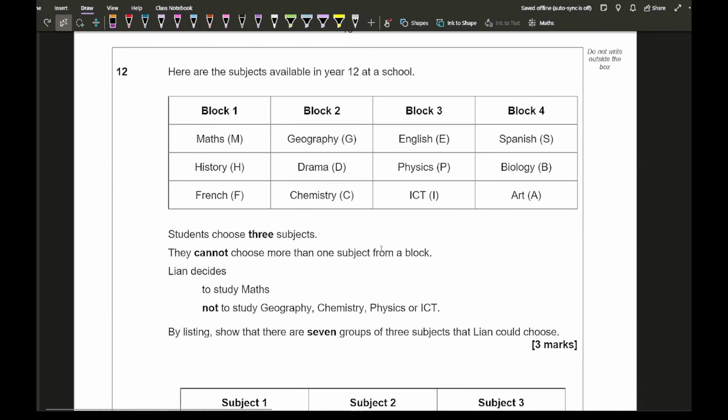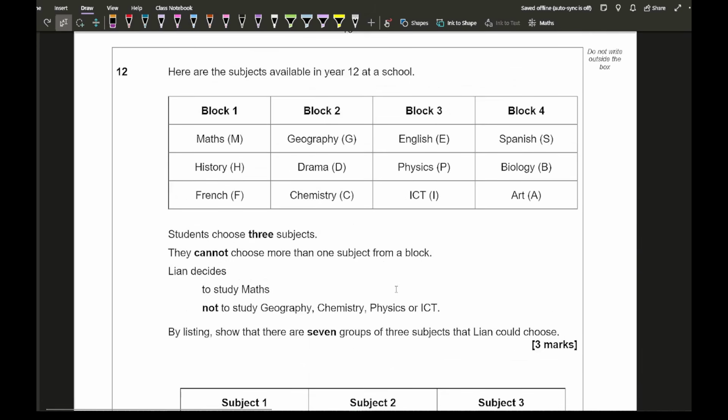Moving on to question 12, it says here are the subjects available for year 12 students at a school. Students choose 3 subjects. They cannot choose more than 1 subject from a block. Leon decides to study maths but not study geography, chemistry, physics or ICT. Good choice. By listing, show that there are 7 groups of 3 subjects that Leon can do.